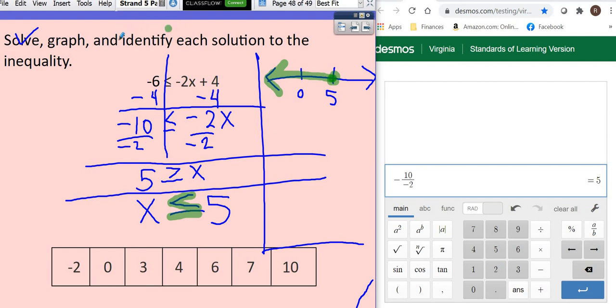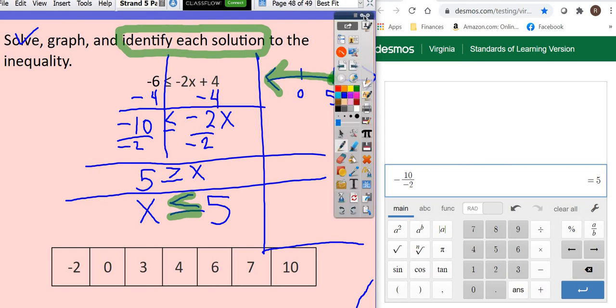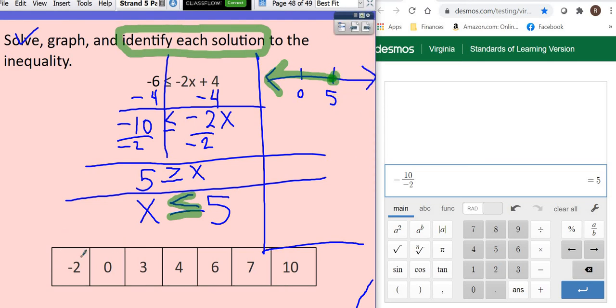So now we have to identify each solution. So I'm going to go back and get my pen again. We're going to look at each one. Negative 2. Where is negative 2 on this graph? It's right down here. That means it's definitely an answer. 0 is definitely highlighted. 3 is definitely highlighted. 4 is also highlighted. If they had asked about 5, 5 is an answer because it's highlighted. But is 6 highlighted? Nope. 7? Nope. 10? Nope. So that's how you would do that, just step by step.